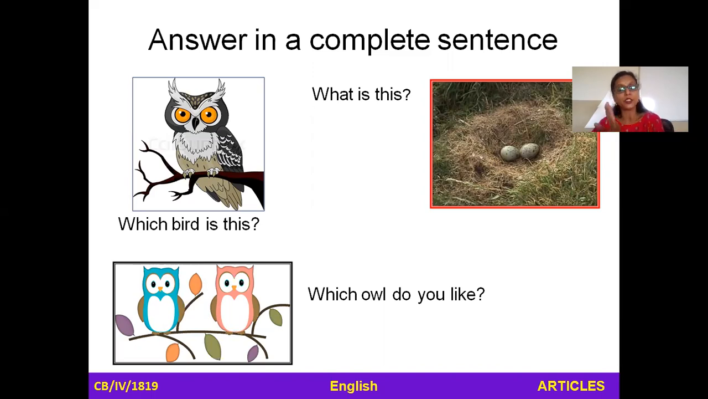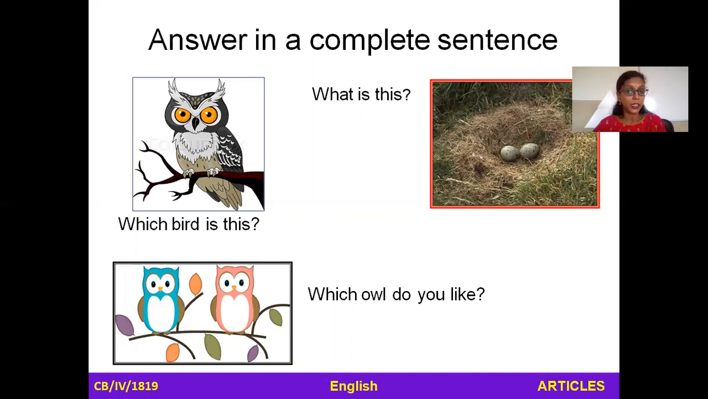Now look at the picture at the right side. What is this? The question is, what is this? Answer that in a complete sentence. How will we answer? This is a nest, right? This is a nest, a nest.